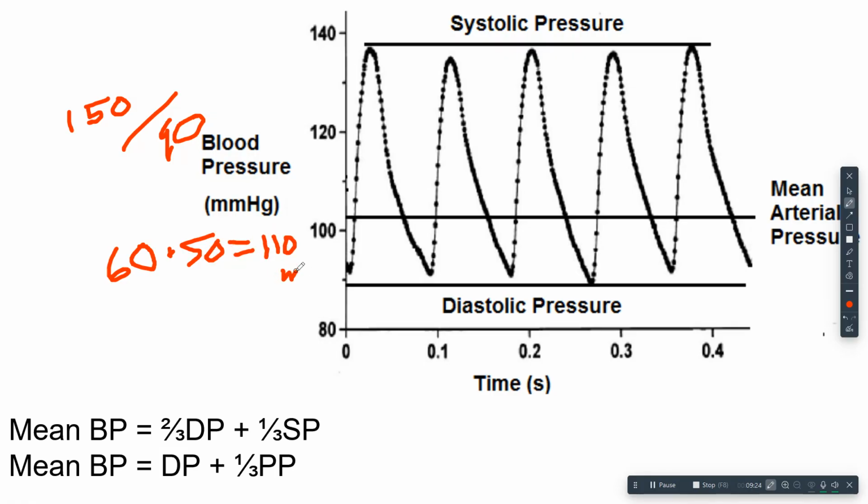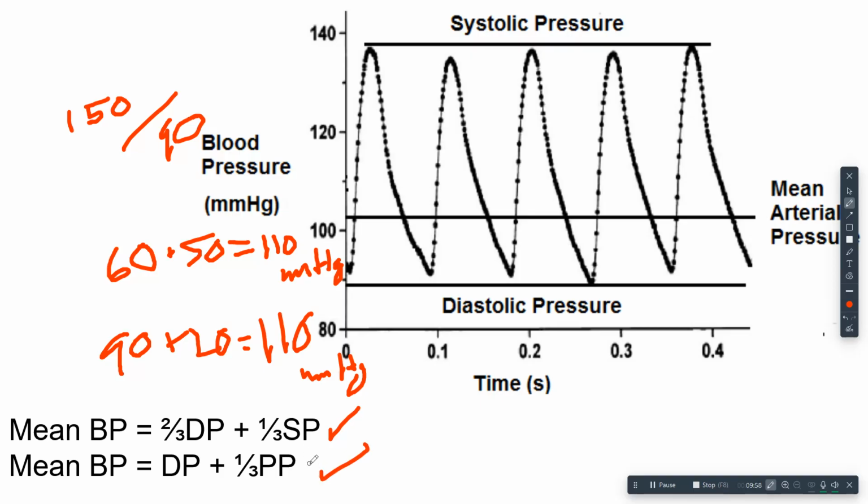And of course, this is a pressure, so my units are millimeters of mercury. Now, if I wanted to, I could simply use this bottom equation. My diastolic pressure was 90, and then the pulse pressure would be 150 minus 90, which is 60. 1/3 of 60, of course, is 20. And 90 plus 20 gives me 110 millimeters of mercury again. So pretty straightforward, pretty easy math. Doesn't matter which equation you use. And this mean blood pressure gives me an idea of the pressure that's driving blood flow.